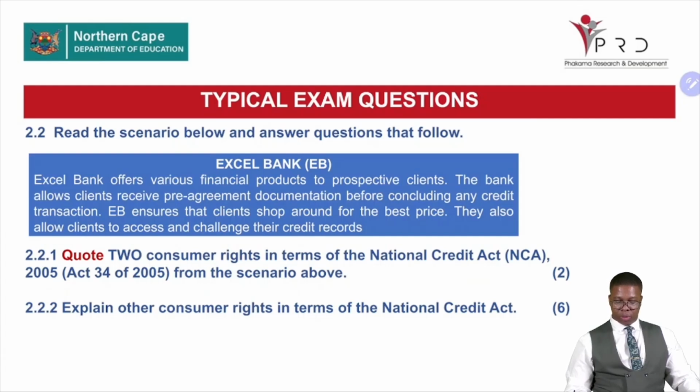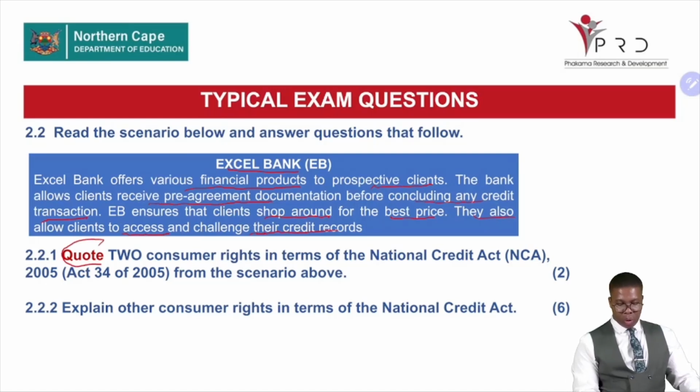Then another aspect where you can be expected to quote from the scenario can be on the consumer rights in terms of the National Credit Act. As you can see here, we have Pestel Bank. Pestel Bank offers various financial products to prospective clients. The bank allows clients to receive pre-agreement documentation before concluding any credit transaction. And then Pestel Bank ensures that clients shop around for the best price, and they also allow clients access and to challenge their credit records.